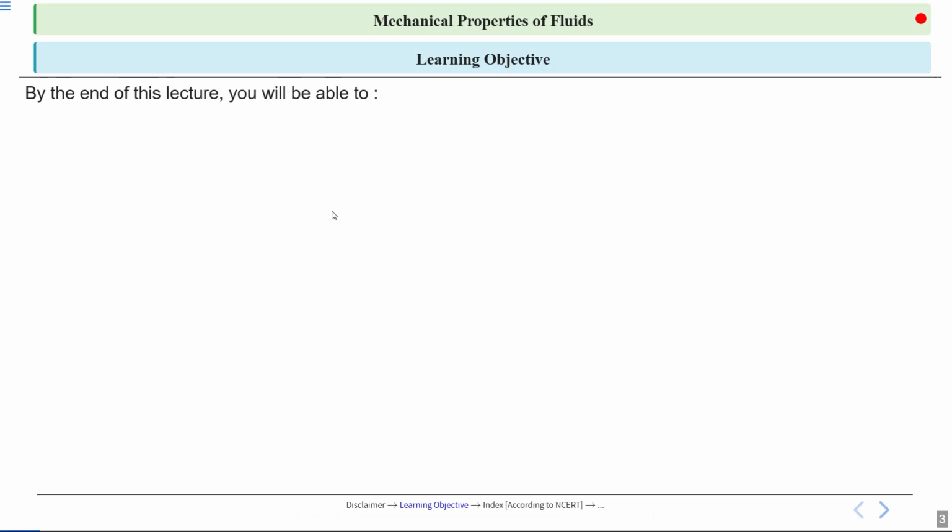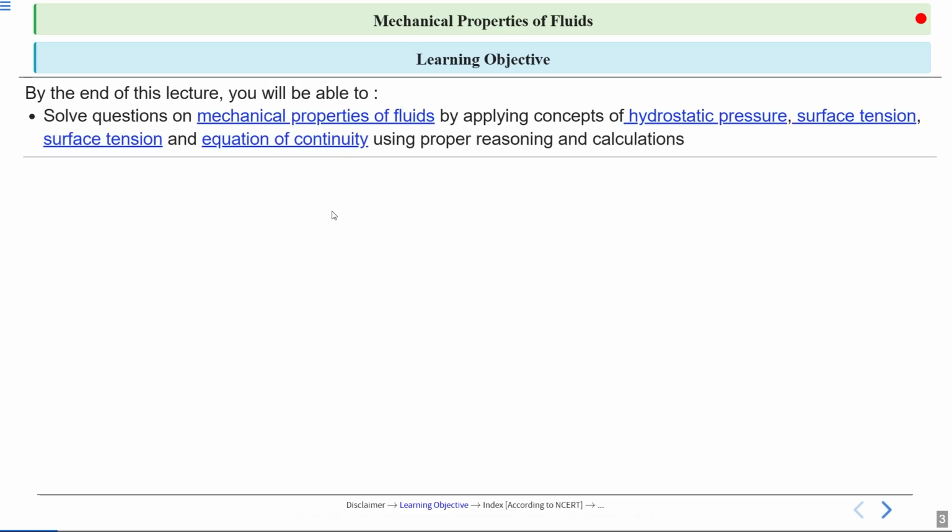Learning objective. By the end of this lecture you will be able to solve questions on mechanical properties of fluids by applying concepts of hydrostatic pressure, surface tension and equation of continuity using proper reasoning and calculations.